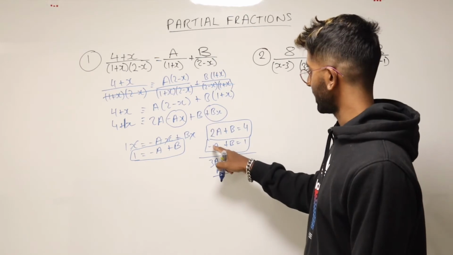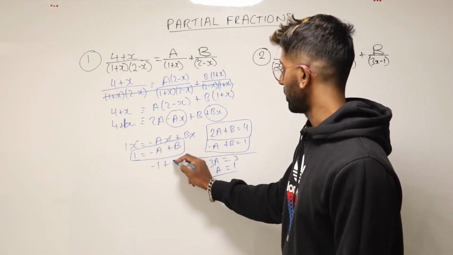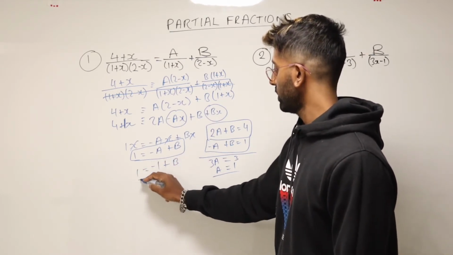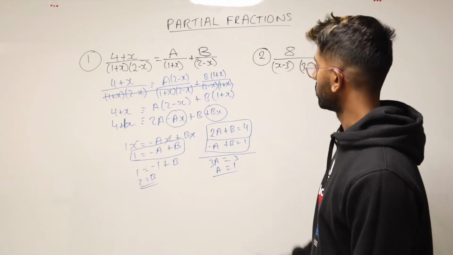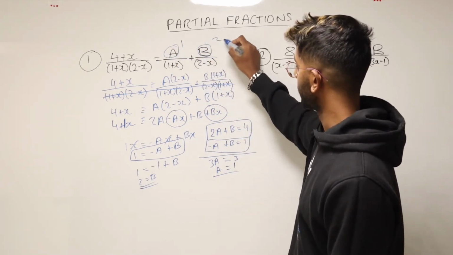So let's take it and plug it into here. Well, I should just do it here actually. So that's just minus 1 plus b equals 1. And so we know b is equal to 2. And there we go. So we know a is 1 and b is 2.